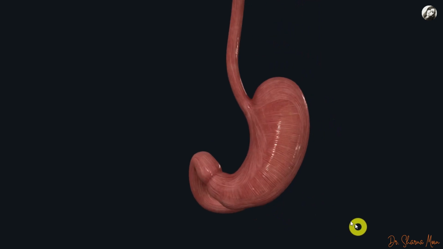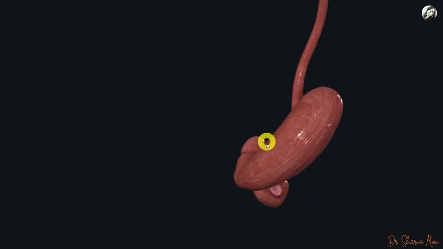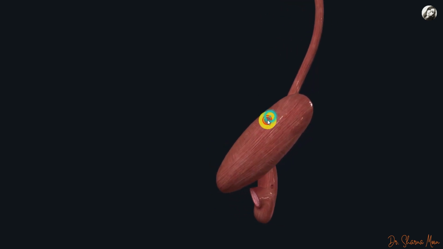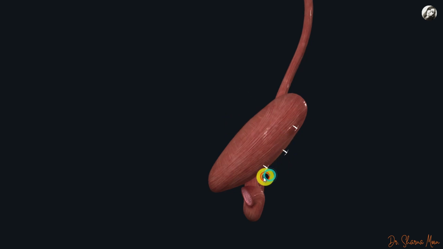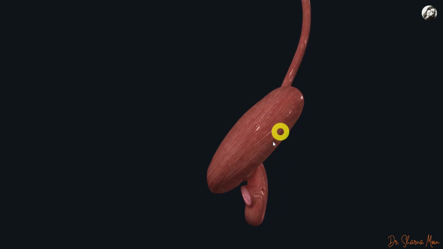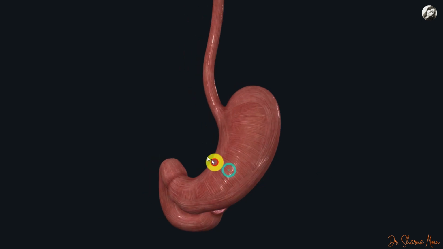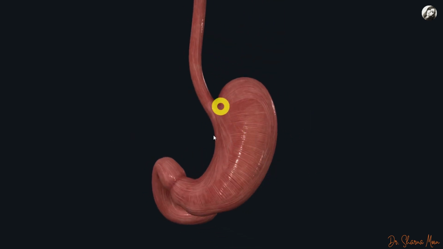The Antero-superior Surface lies anteriorly. Here we can clearly see the anterior surface in this 3D model, and you can also see the direction of this surface from this angle. The anterior surface lies superiorly, and behind we have the posterior surface, which is directed inferiorly. This is why the posterior surface is also known as the Postero-inferior Surface, and the anterior surface is also known as the Antero-superior Surface. So we got two ends, two curvatures, and two surfaces.